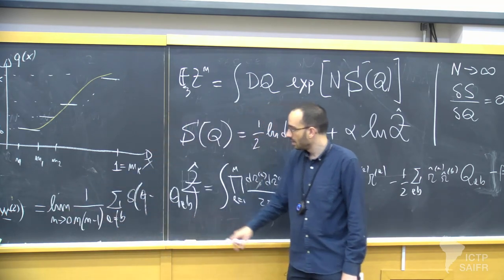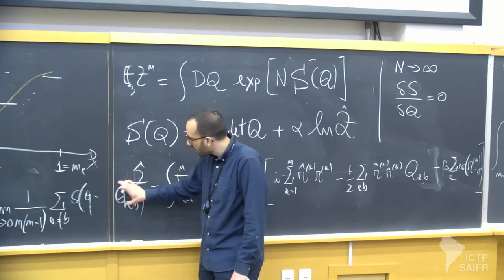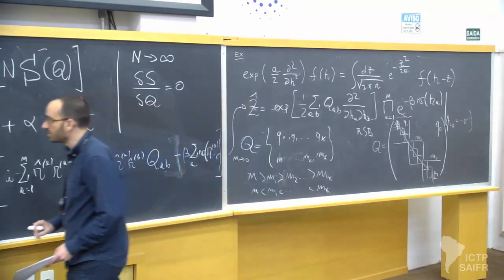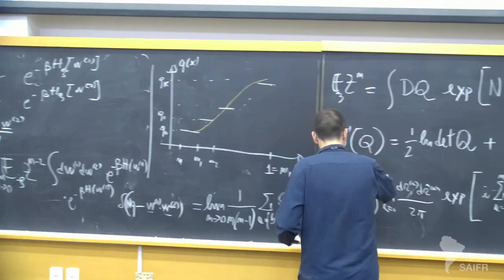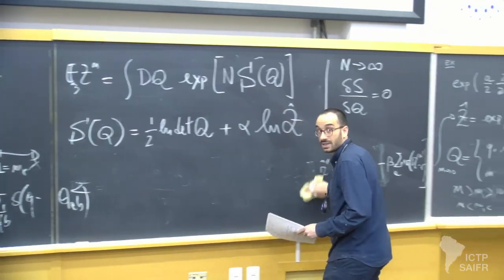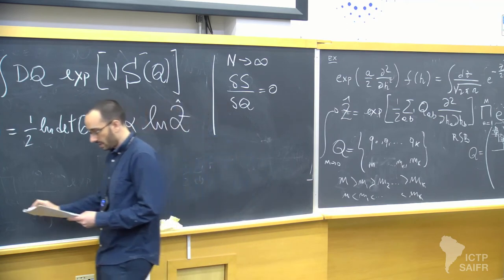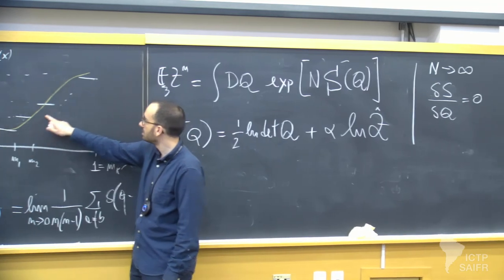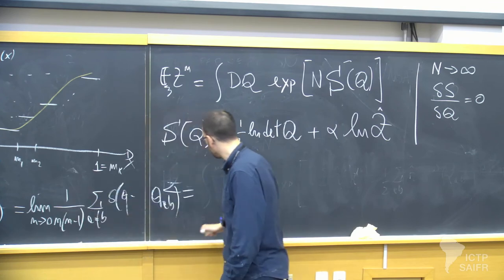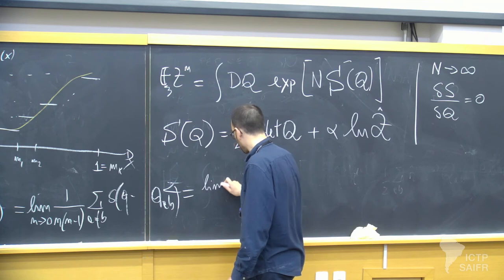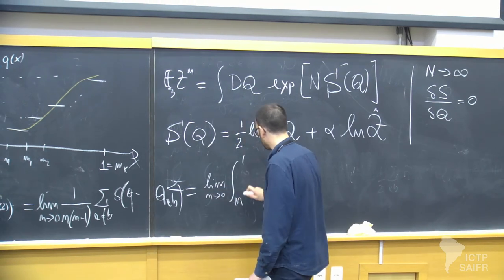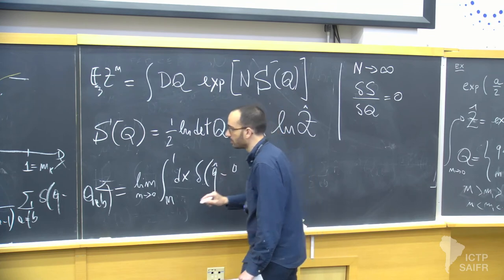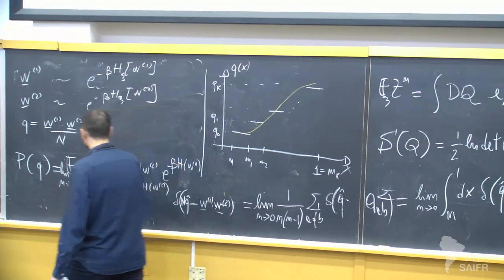OK, so this is a formula. And then what you have to do is just plug inside this Q_AB the ansatz there. Now, there is some algebra. And what you can show is that when you take this continuum limit, this thing becomes, okay, now I'm a bit abusing notation. So let me call this Q-tilde, just to make a small difference with Q of X.